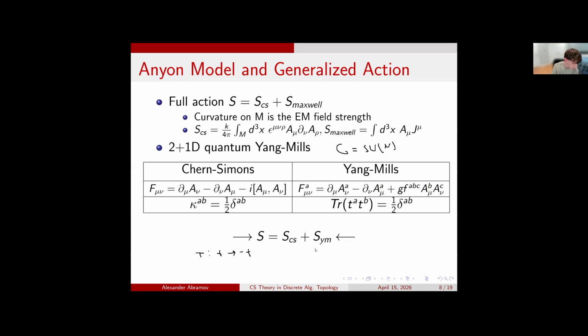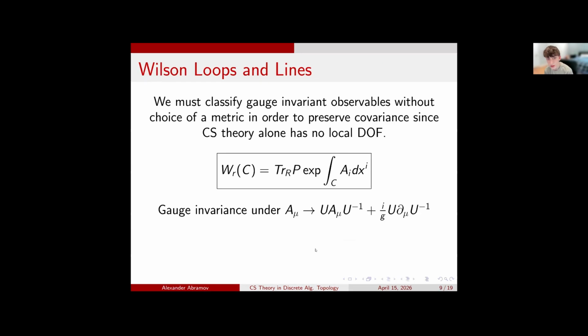So now going into Wilson loops and lines. I'm just going to read out the statement here. We must classify our gauge invariant observables without choice of a metric in order to preserve covariance, right? Since Chern-Simons theory alone has no local degrees of freedom. And to unpack what that means, in order to preserve covariance, we need to compare our path ordered exponentials.